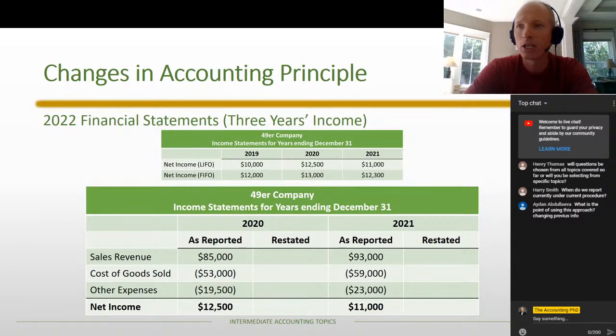If in the chat, we have Jason saying cost of goods sold. Anybody else?